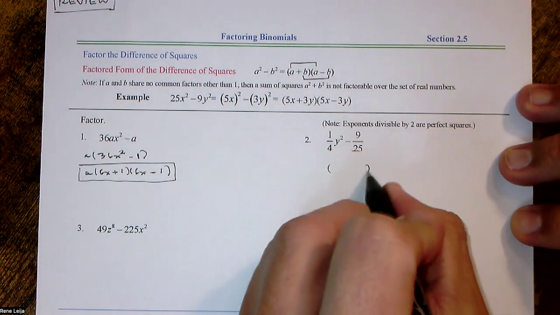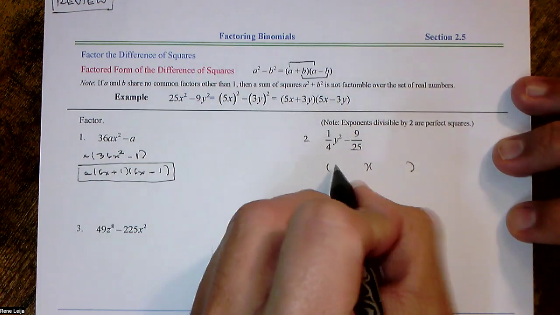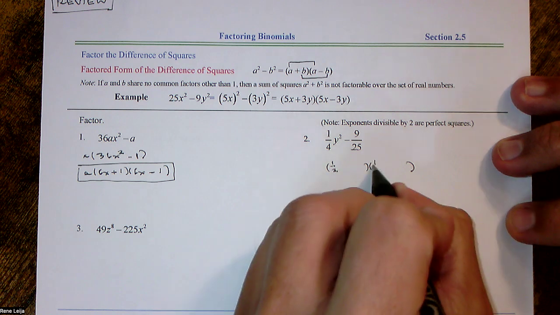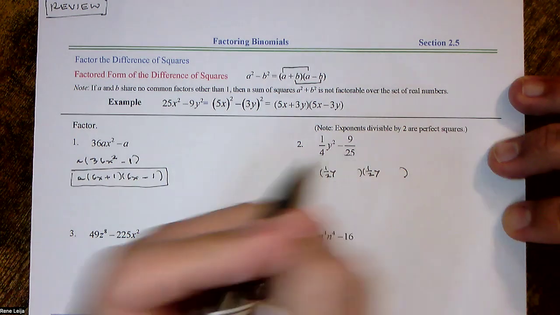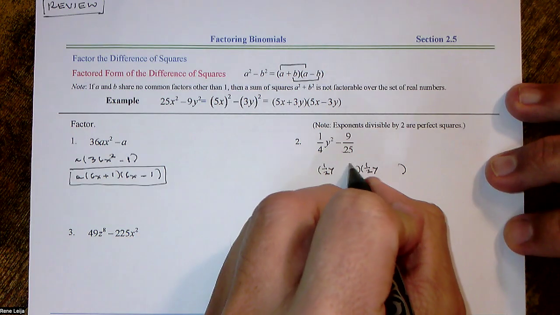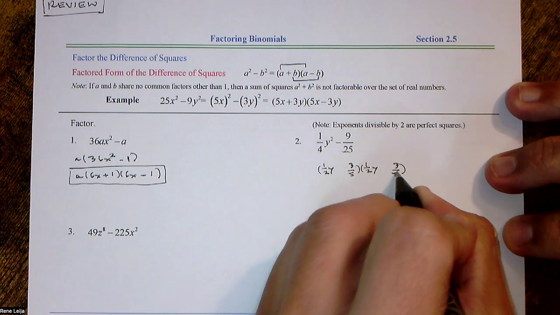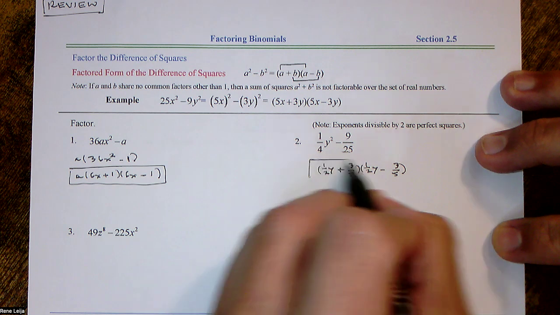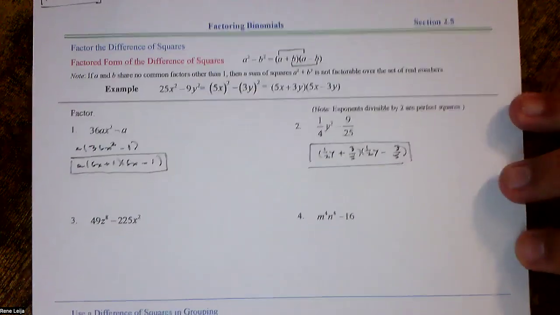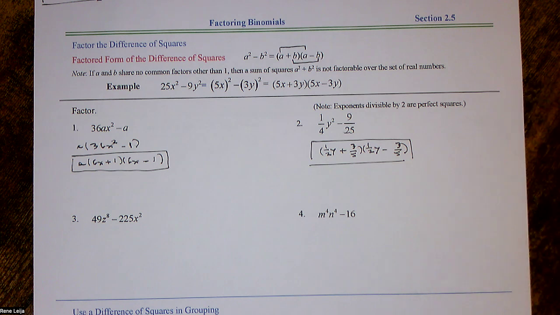No GCF, so I'm going to open up my parentheses. So what times what gives me 1/4 y squared? Well, that would have to be a 1/2 and a 1/2, and then we put the y's next to it. Now, what times what gets me 9 over 25? Well, 3 times 3, and then 5 times 5. Difference of squares means that one is plus, one is minus, and this is the factored form. Okay? So it seems a lot worse than what it is.